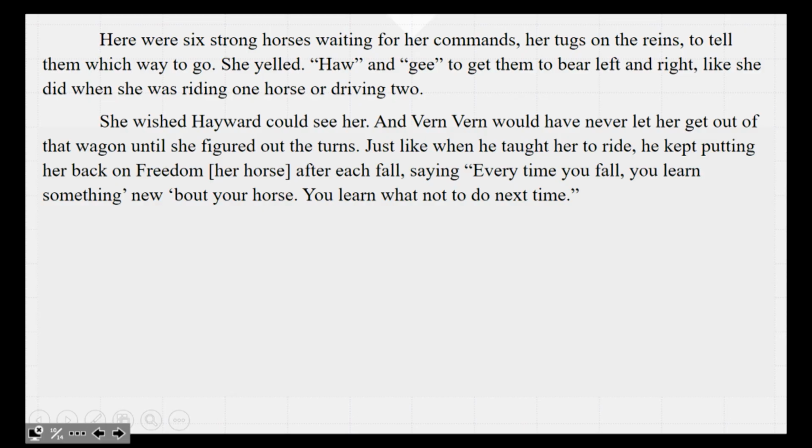Here were 6 strong horses waiting for her commands, her tugs on the reins, to tell them which way to go. She yelled, "Haw!" and "Gee!" to get them to bear left and right, like she did when she was riding one horse or driving 2. She wished Hayward could see her, and Vern would have just let her get out of that wagon, would never have let her get out of that wagon until she figured out the turns. Just like when he taught her to ride. He kept putting her back on Freedom, her horse, after each fall, saying, "Every time you fall, you learn something new about your horse. You learn what not to do next time."